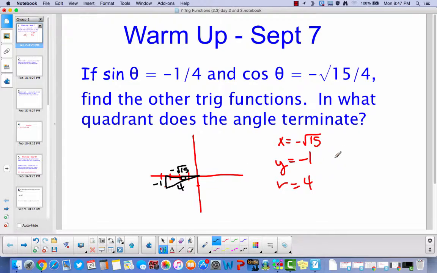So what are the other 6 trig functions? Well, we've got sine and cosine. Tangent of theta, remember, is y over x, so it's negative 1 over the square root of 15. Cotangent is the reciprocal of tangent, so it's simply, what did I forget here? It should be negative 1 over the negative square root of 15, which will make that a positive. Should tangent be positive in the third quadrant? Yes. So we have 1 over the square root of 15. If we rationalize that, we end up with the square root of 15 over 15.